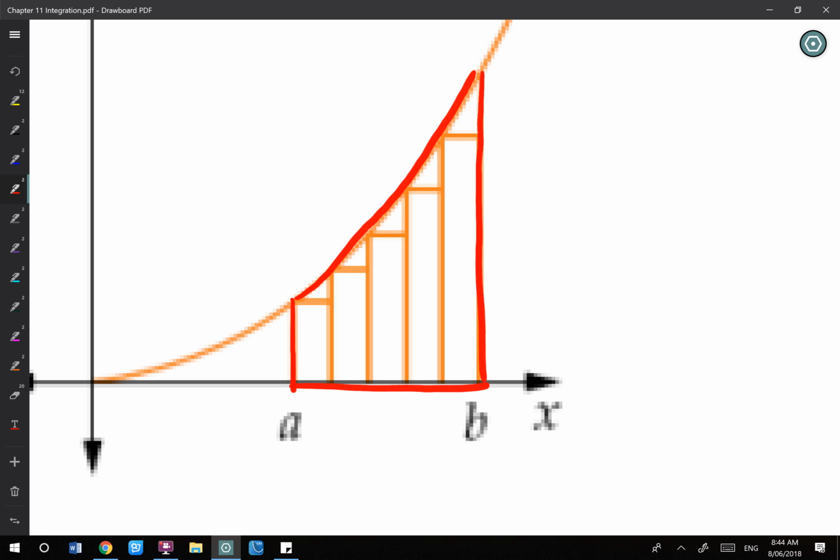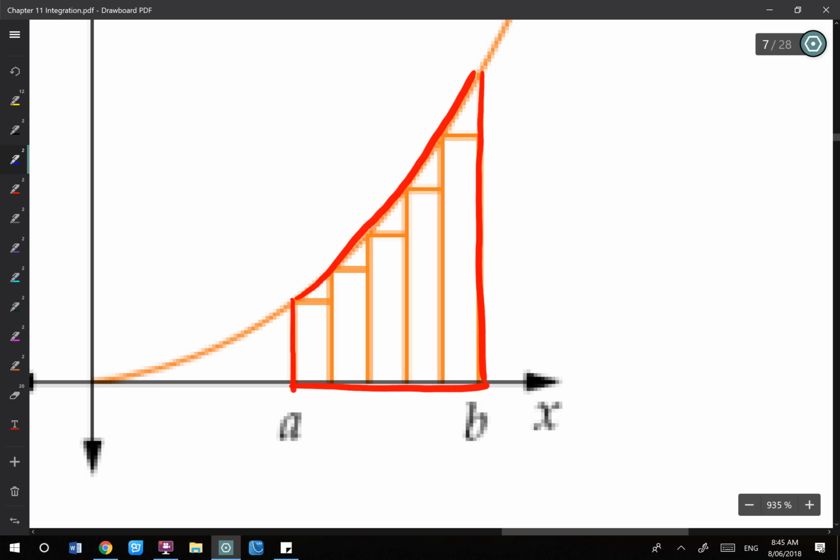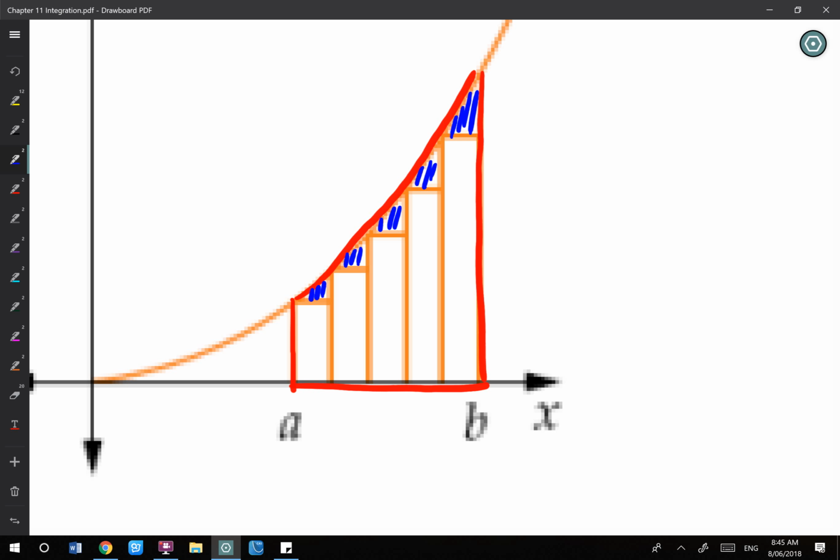What's the difference between the actual area and the approximate area? Where is the difference? The rectangles are not giving you the exact area. So how much less or how much more? It's this bit, which I've drawn in blue. This is the part that I lose, that I haven't calculated, that I haven't involved.